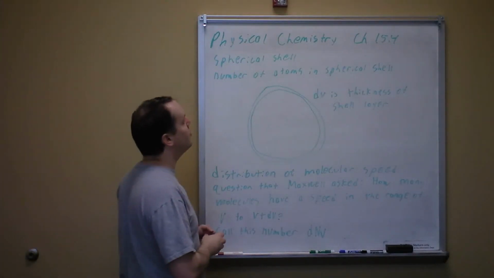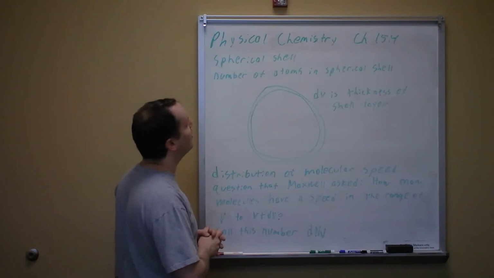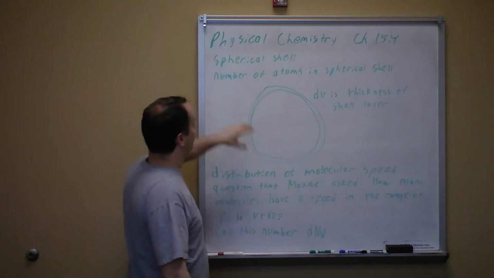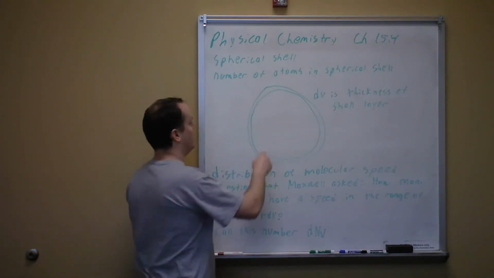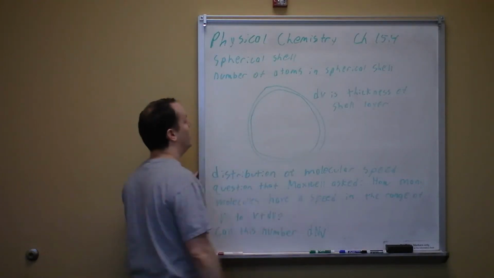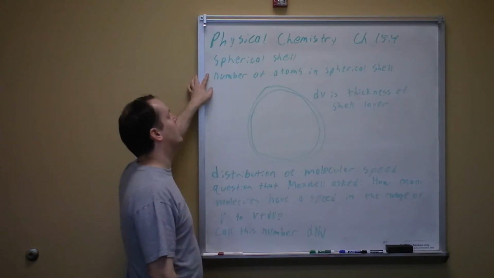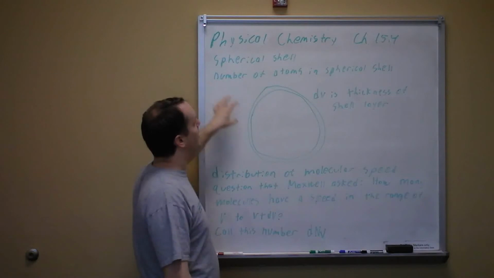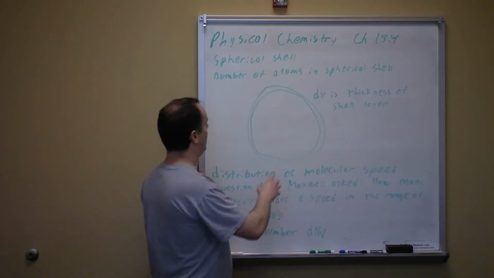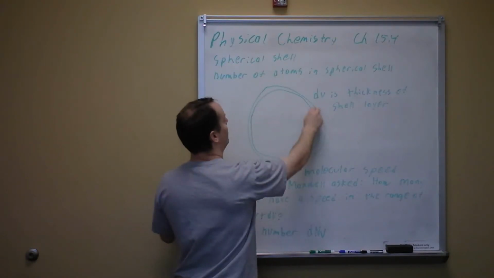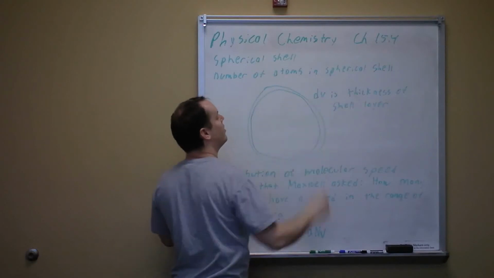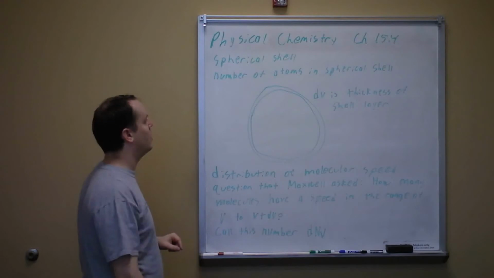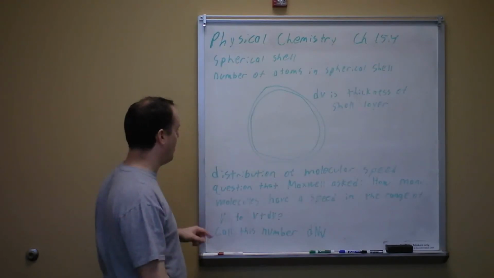Okay, continuing on physical chemistry, chapter 15. We are beginning section 4 now. Let's say we have a spherical shell. The spherical shell represents velocity space. So any point in the shell is a certain speed, or a certain velocity, actually. So we want to talk about the number of atoms in a spherical shell. Now, we've got this hollow layer here, this thin layer, and the thickness of this layer we're calling dv. That's lowercase v for speed, remember.